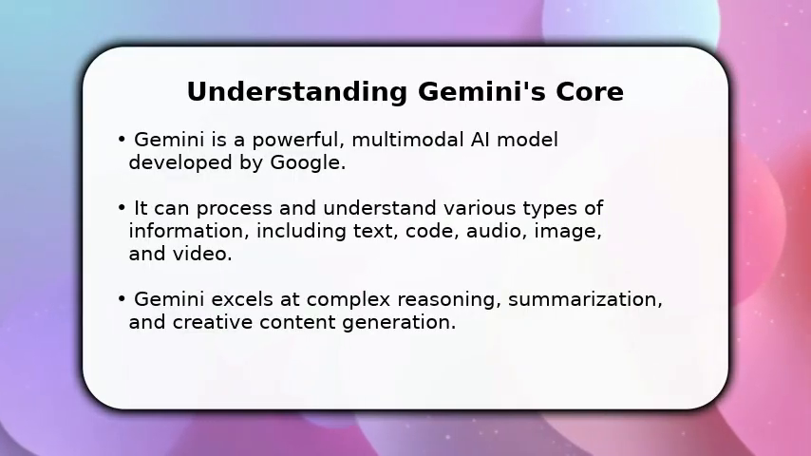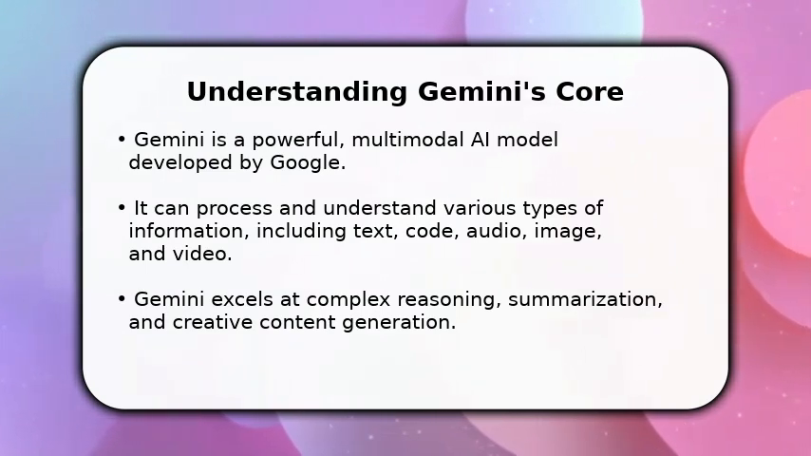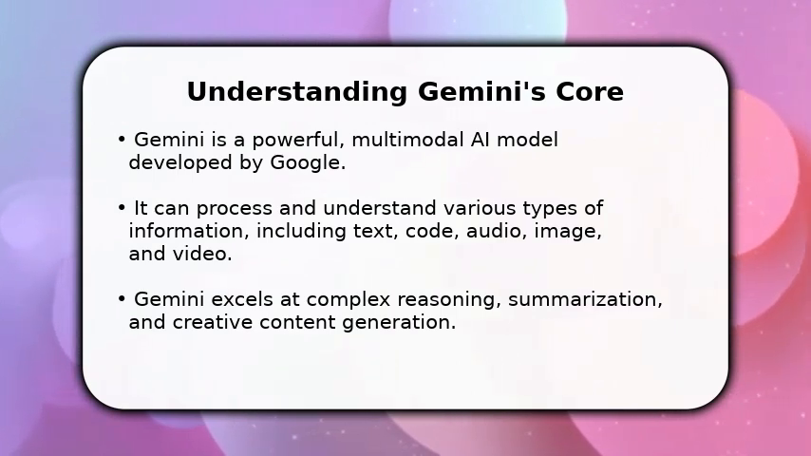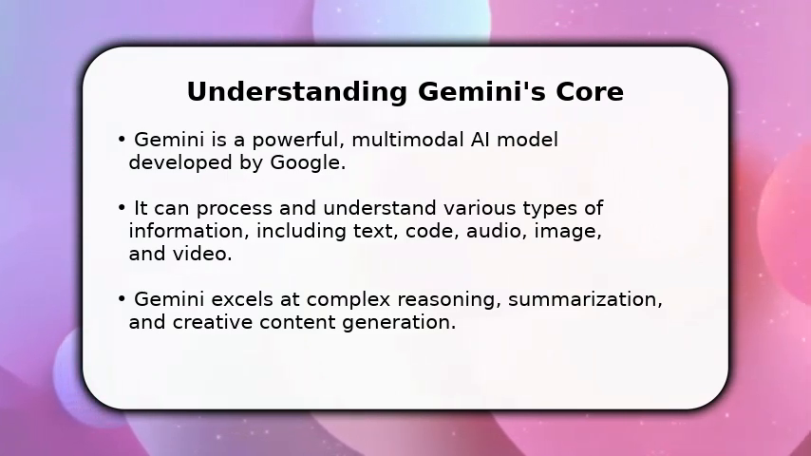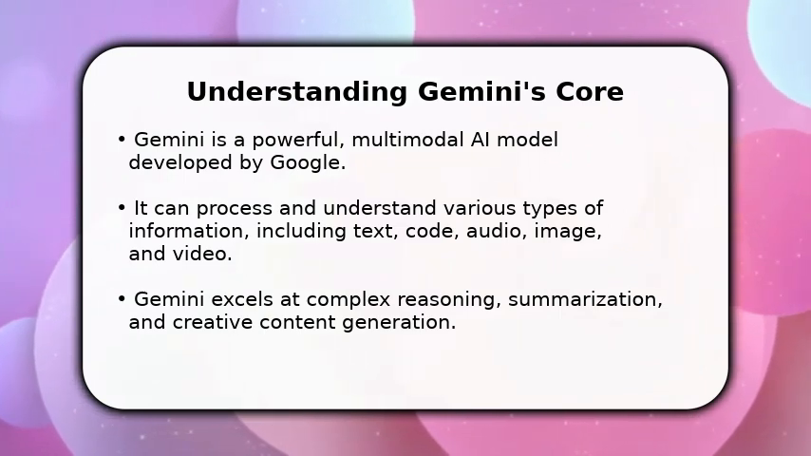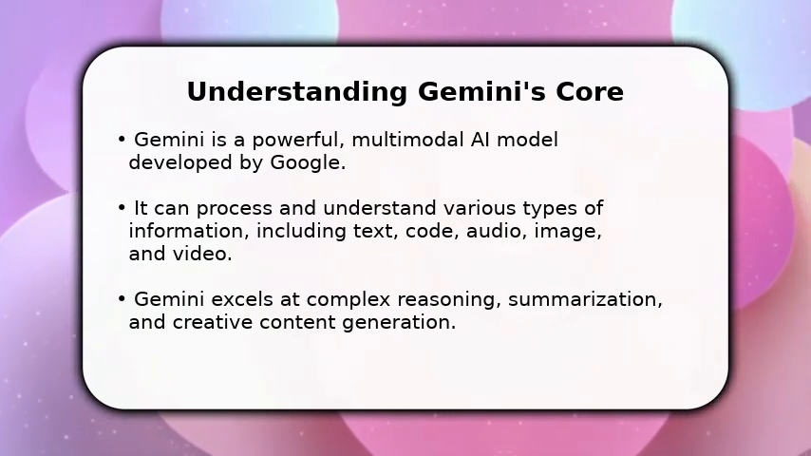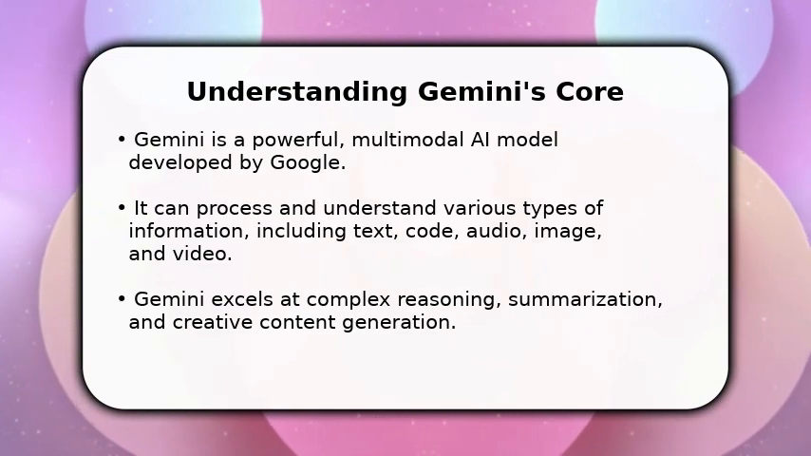In this video, I will explain how to use Gemini in English. Gemini is a cutting-edge artificial intelligence model from Google, designed to understand and generate human-like text, code, and even images. It's a versatile tool that can help you with a wide range of tasks, from answering complex questions to assisting with creative writing. We'll explore its core capabilities and how you can leverage its power effectively.